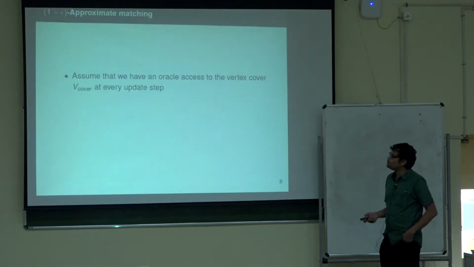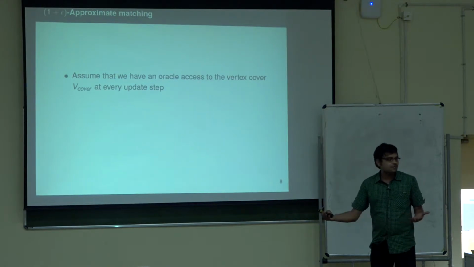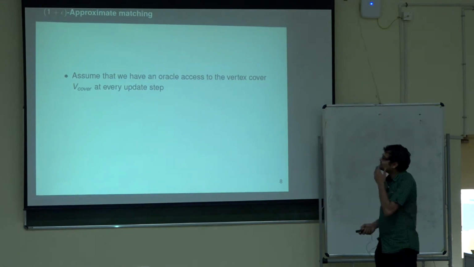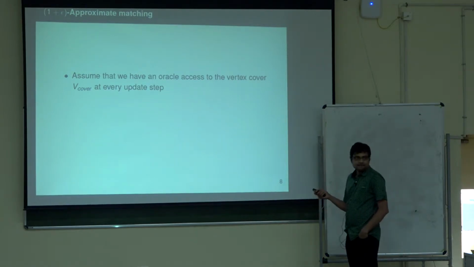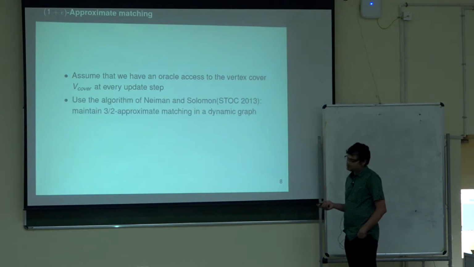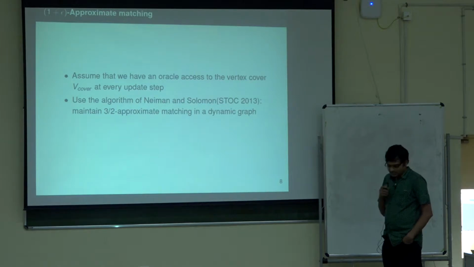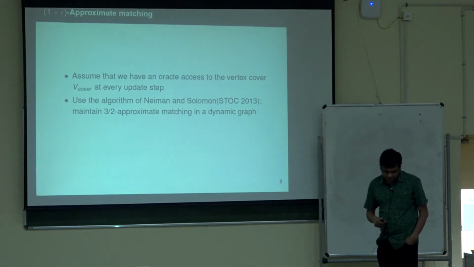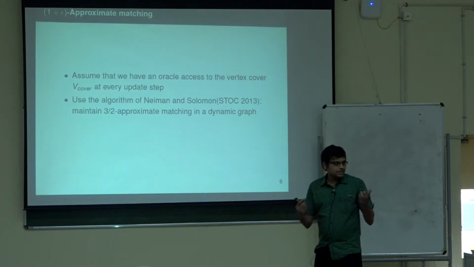But let's see how you find an approximate vertex cover, because this is a dynamic graph. You have to actually maintain an approximate vertex cover also. Okay. So assume that you have oracle access to the vertex cover V cover at every update step. And this assumption is due to this result, the result by Neiman and Solomon. They say that you can actually maintain a 3/2 approximate maximum matching in a dynamic graph. Now let me tell you how to find a vertex cover using a matching. Well, you take both the vertices in the matching, and that is your vertex cover.